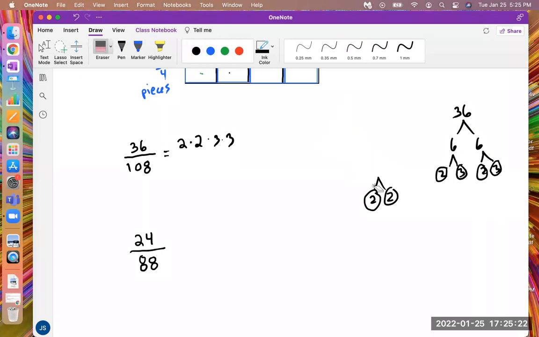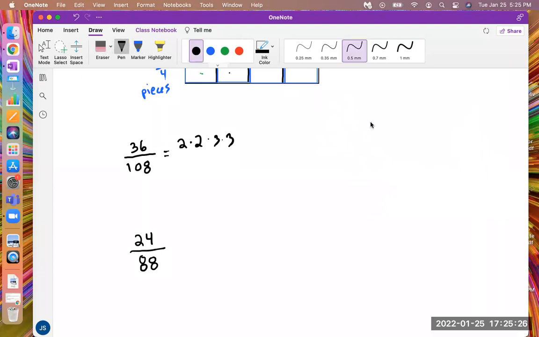And now let's focus on the 108. So 108, I can say that is 9 times 12. And that's 3 times 3, and that's 3 times 4. And 4 is 2 times 2.